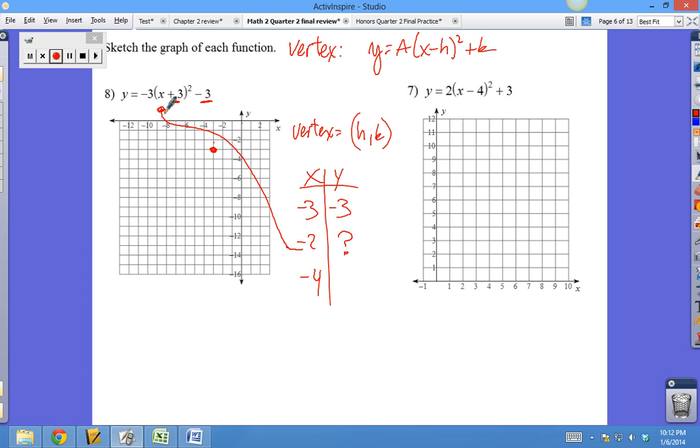So if I take -2 and put it in for x, it's going to be a -3 times a -2 plus 3 squared minus 3. -2 plus 3, parentheses first. This is 1. Exponents next. 1 times 1 is 1. So a -3 times 1 minus 3 is just going to be a -3 minus 3, which is going to be a -6. So now go left 4 and down 6.